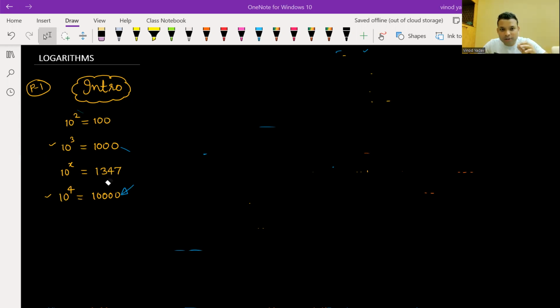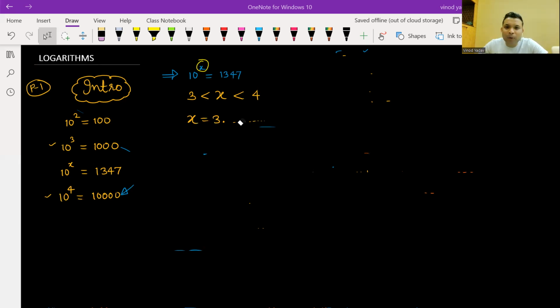Means, if you understand now, that the power x, which is unknown as of now, must be something between 3 and 4. Yeah. So 10 raised to x is equal to 1347, and we are trying to find that x. At least we have some judgment that x will be between 3 and 4. All right. Because the value 1347 is above 10 cube and below 10 raised to 4. So power should be 10 raised to 3 point something.